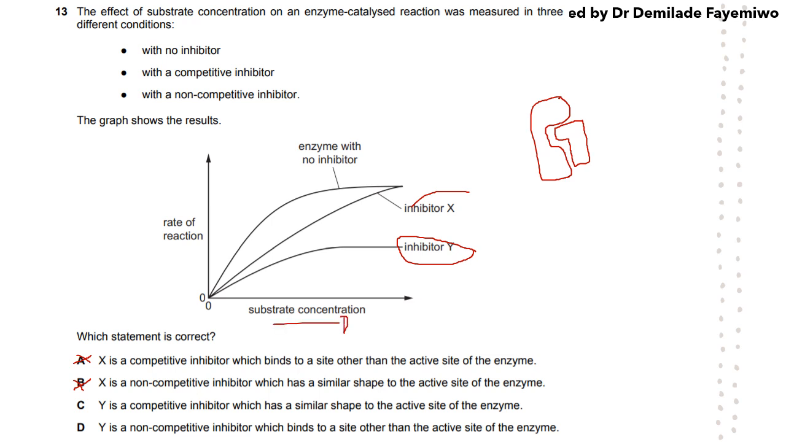Whereas with non-competitive inhibitors, because they've changed the shape of the active site, no matter how much you increase the substrate concentration, the substrate just is unable to bind. So that tells us that C can't be correct because Y is certainly a non-competitive inhibitor. And D says Y is a non-competitive inhibitor which binds to a site other than the active site of the enzyme. And so that is our answer, D.